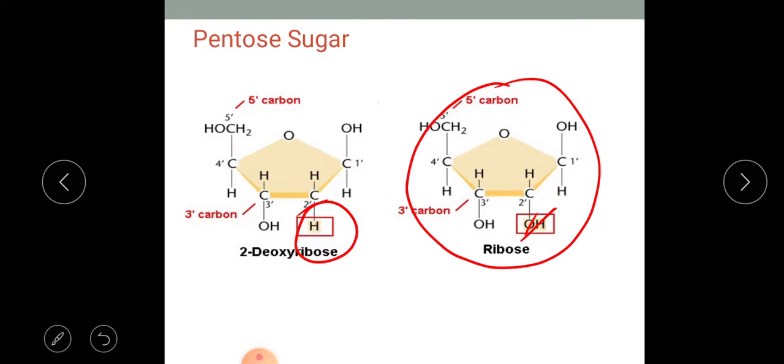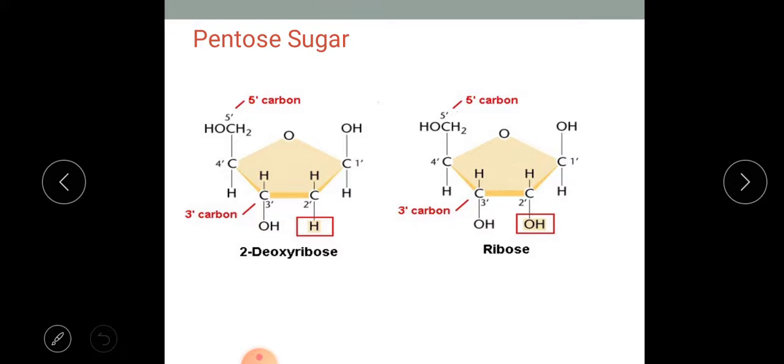So you have two types of pentose sugar, ribose and 2-deoxyribose. And you have to remember one more thing: in each carbon an OH group is also attached. Of course, hydrogen is also there, hydrogen and OH groups are attached. So this is your pentose sugar.